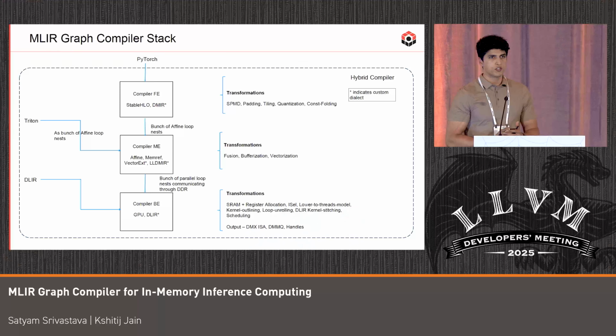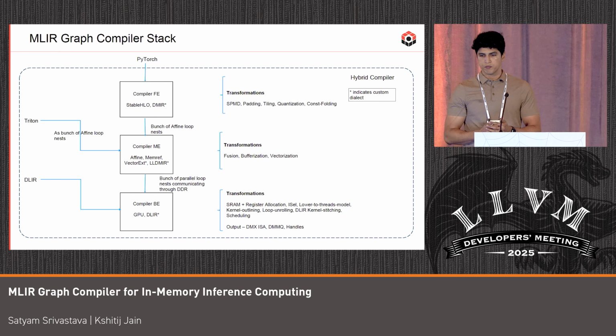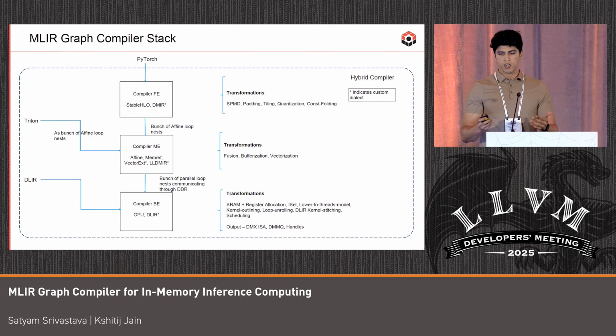So I'm going to start with a broad strokes view of our hybrid compilation pipeline, and then I'm going to dive deeper into some of the interesting components across our front end, middle end, and back end. So we start with PyTorch models that we lower via Torch MLIR into our compiler front end.